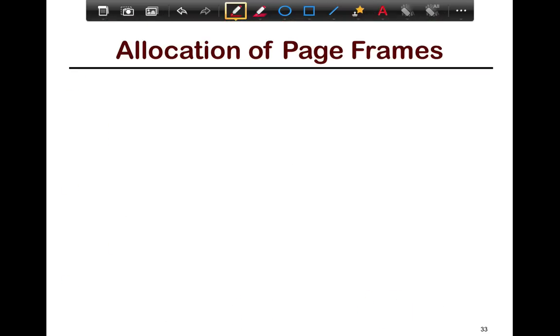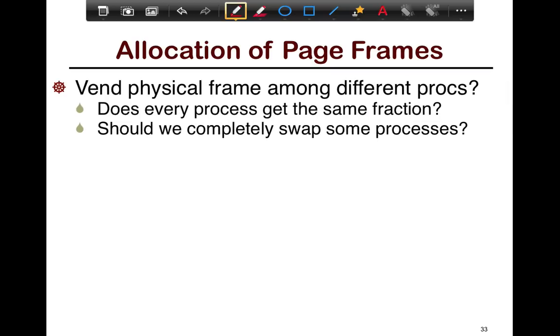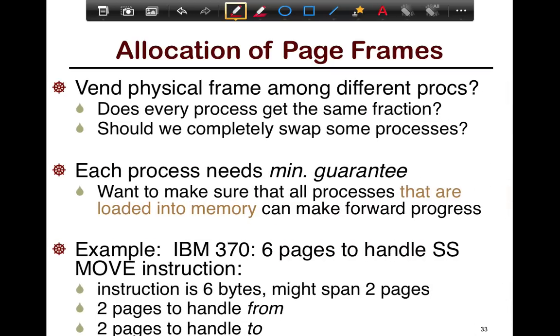The next thing we're going to look at is allocation of page frames. We looked at a lot of different algorithms that are used for replacement. What we're going to look at next is, how do you figure out how much memory a given process needs, and how you allocate the space for it. So the goal is to divide physical frames, or memory, among different processes. The simple question is, does every process get the same fraction? Clearly not, because different processes require different amounts of memory. Should we completely swap out some processes if they do not have the required memory?